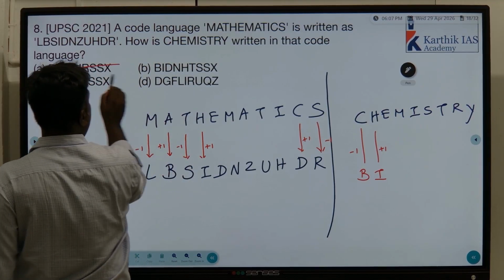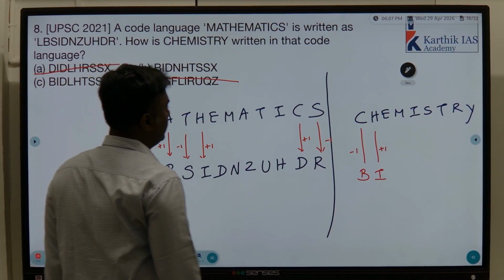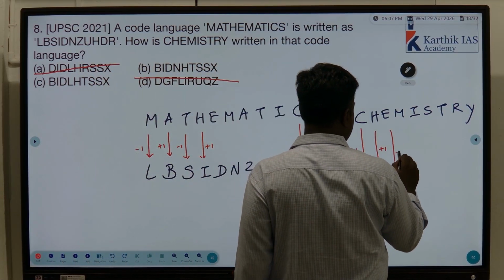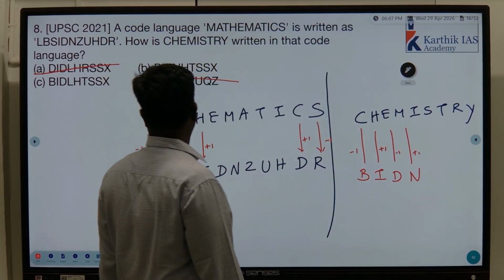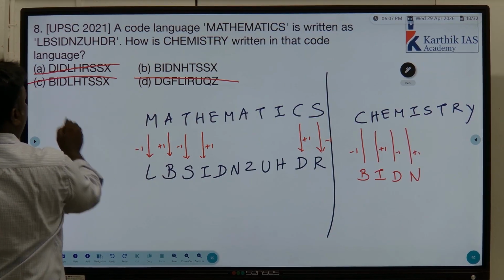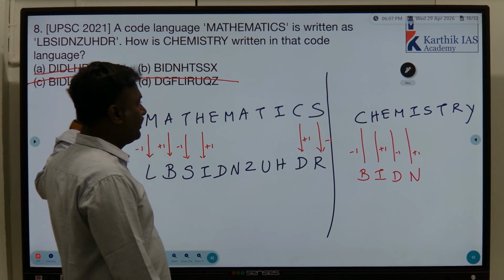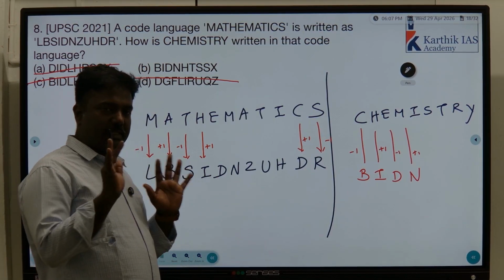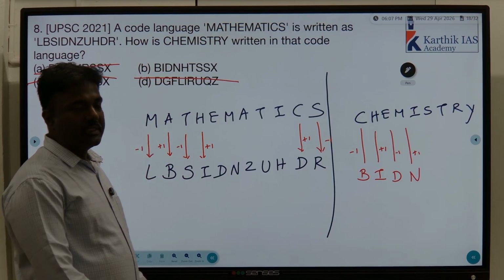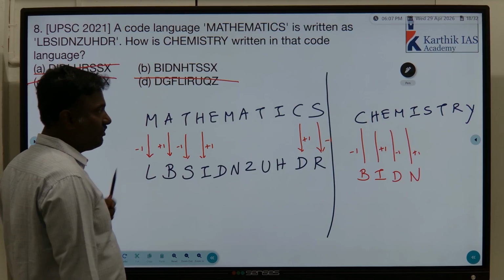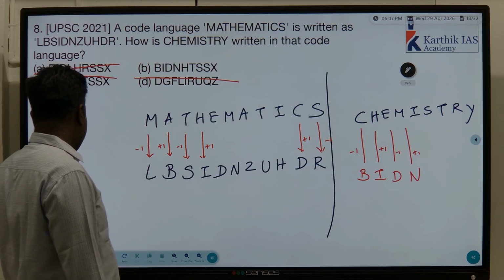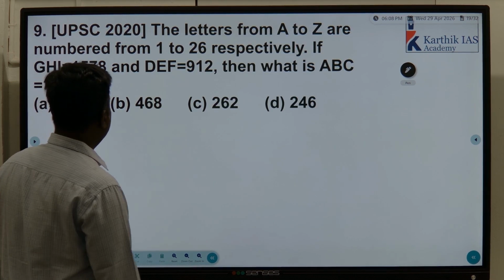So this is ruled out, this is ruled out. Next is D. One letter before it is D, one letter later it is N. BIDN has to come. That's all. You don't need to do everything. Understand? Eliminate the options. That is more important. Similar to paper 1, in paper 2 also, see the options and then start the question. So don't try to complete the question. Try to go with the options.